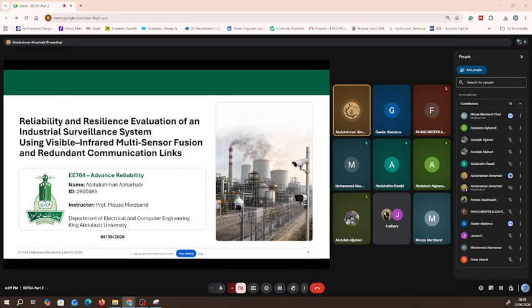The project title is the Reliability and Resilience Evaluation of Industrial Surveillance System using visible and infrared multi-sensor fusion and redundant communication links. The main idea of the project is to evaluate how reliability engineering methods can be applied to industrial surveillance systems. Especially, I compare the traditional single sensor system with the enhanced multi-sensor fusion system.